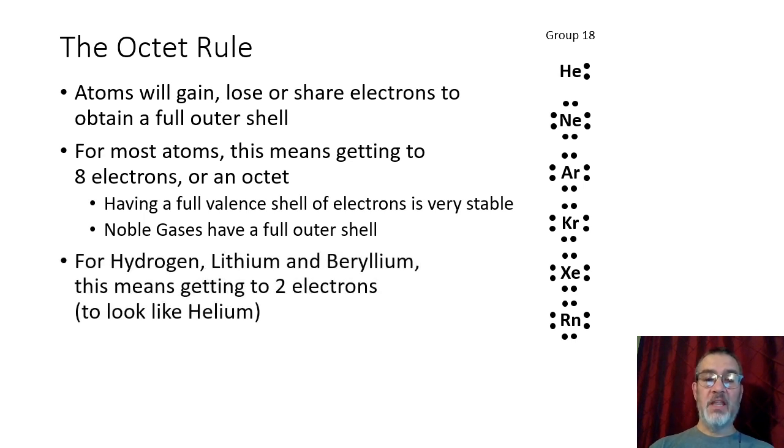Of course, hydrogen, lithium, and beryllium are close to helium on the periodic table, so they are going to wind up looking like helium as they gain or lose electrons. So those are exceptions to the octet rule: hydrogen, lithium, and beryllium. They're only going to want 2 electrons.